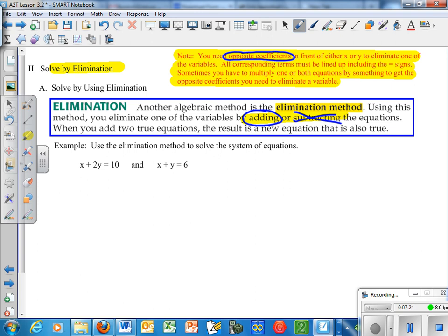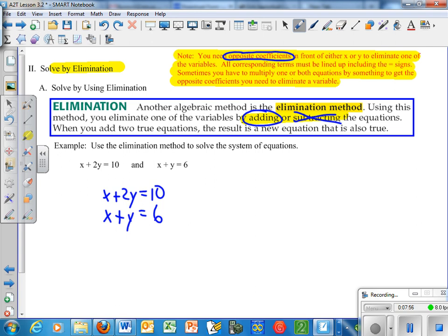So what you want to do here, when we're using elimination, here's what we have. I'm going to rewrite these. You want everything lined up. So what I mean is, you need this to be the case. My x terms lined up, my y terms lined up, my equal signs lined up, my constants lined up. Everything has to be lined up in order for you to do elimination. And it is here. Now, we need opposite coefficients in front of either x or y. It does not matter which one you pick.